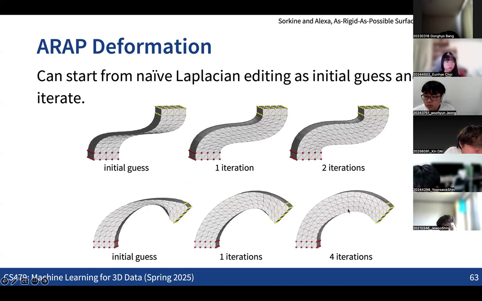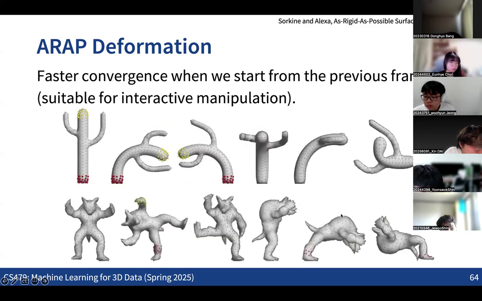And the good thing about this idea is that this is an iterative method, which means that if we start from a good deformation, then we can converge faster. So this can be especially good for interactive deformation, because we can start from the deformation from the previous frame, and then make further refinement with more manipulations by the user as well. So we can see an interactive deformation demo as well.